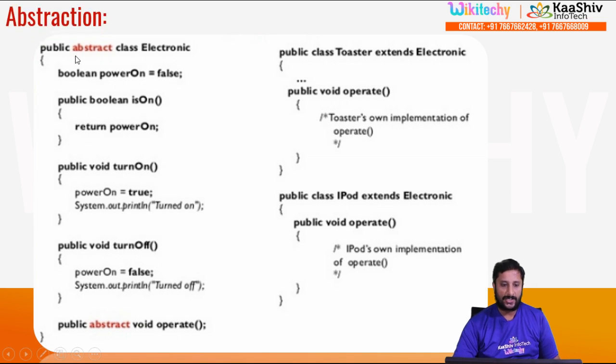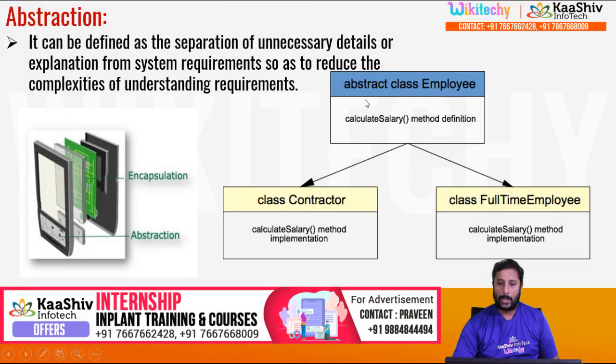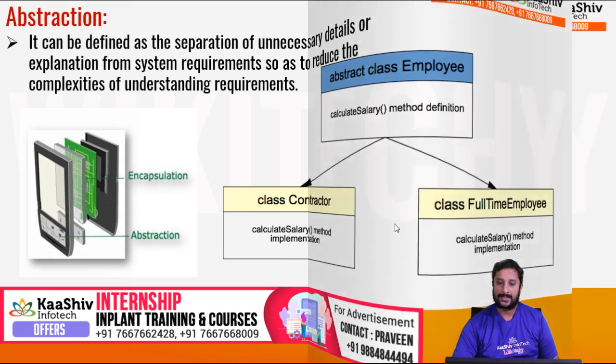You are able to see it here. There is a class electronic, it is abstract, and over here I have the abstract method. This method has something here, this method has something here, this method has something here, but this one doesn't have anything because it's an abstract method. Over here, public class toaster extends electronic. Electronic is the class, so this is the child. You are able to see the abstract class has a method definition and the implementation is here in the child class. The same thing is given.